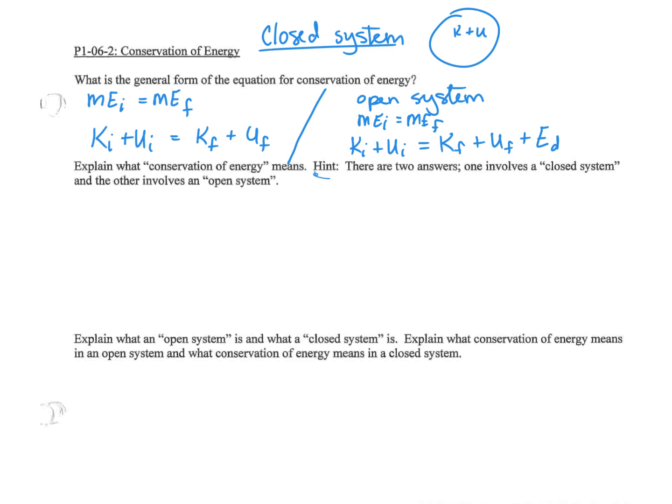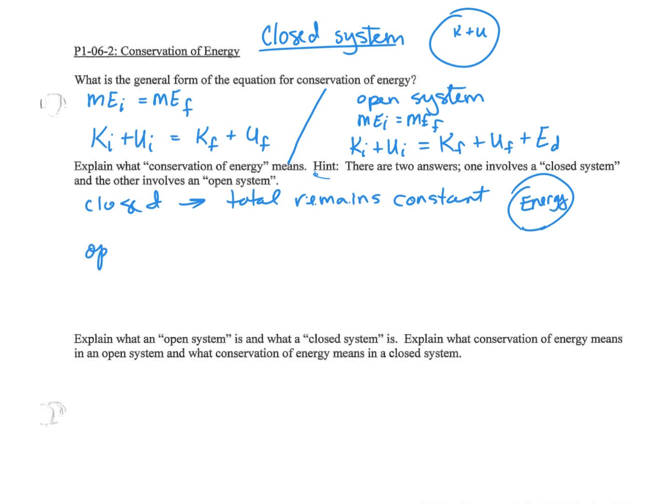So what we've got, it says two answers. One involves a closed system, the other involves an open system. We've already kind of talked about this a little bit. So in a closed system, the total energy remains constant. Remember, we're talking about this circle and nothing's going in, nothing's going out. My energy is my energy. We're staying in this circle.